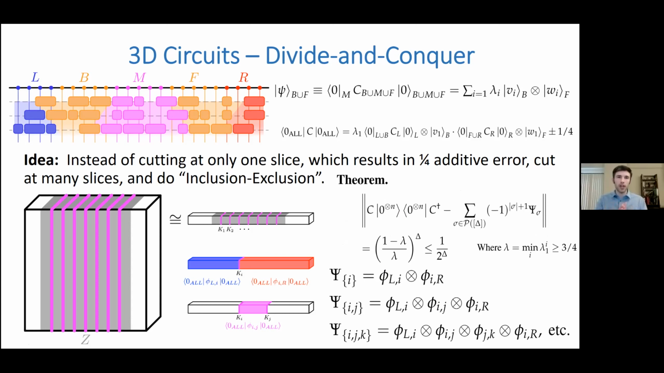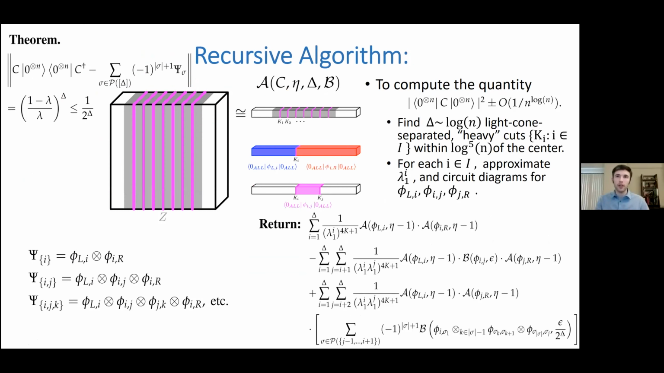Exponentially small in the number of cuts, so we're taking delta cuts. So now I can define the algorithm, and that's the end. It's basically just this slide. Using this inclusion-exclusion argument, our algorithm is the following. We define it as this algorithm A. It takes as input the circuit diagram for the circuit that it cares about, and a few other parameters, including delta, the number of cuts that it makes. And its goal is to estimate the output probability of all zeros within some additive error.